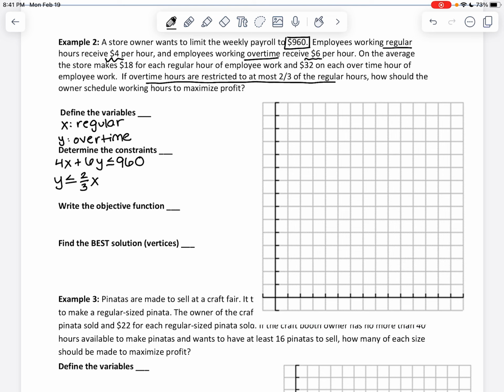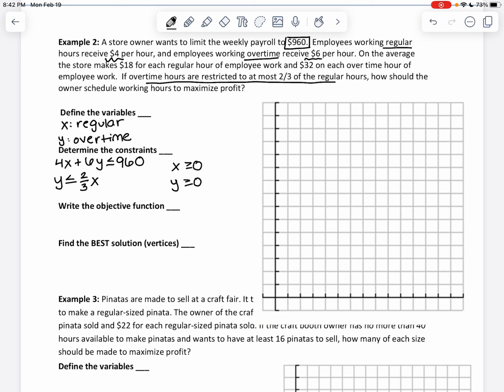Okay, so we have determined all the constraints from the problem, but also remember that there are some understood constraints, and that is that the number of regular hours cannot be negative, and the number of overtime hours cannot be negative. So we need to remember that the number of hours worked must be positive.